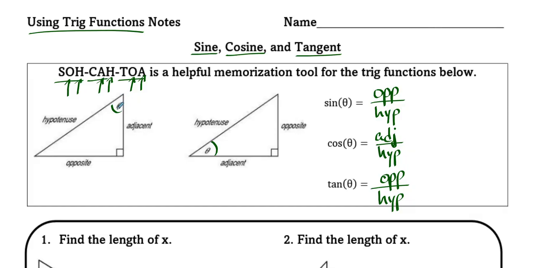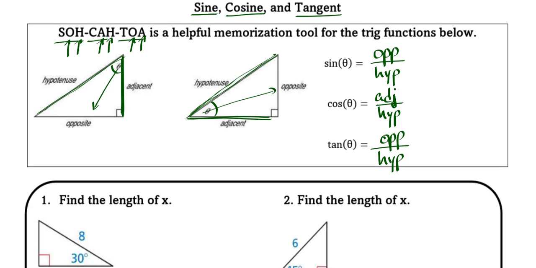If this is our angle that we're talking about, the opposite side is across from that. If this is the angle that we're talking about, the opposite side is across from that. The adjacent side is always forming the angle with the hypotenuse. And here, the adjacent side is forming the angle with the hypotenuse.